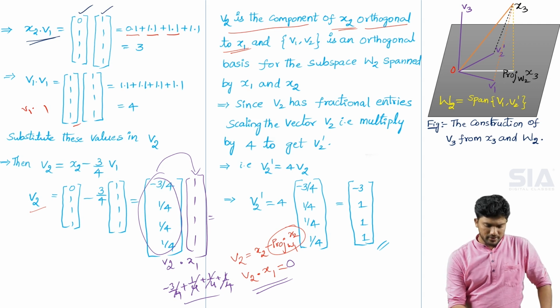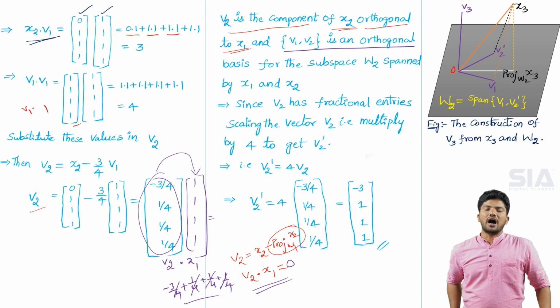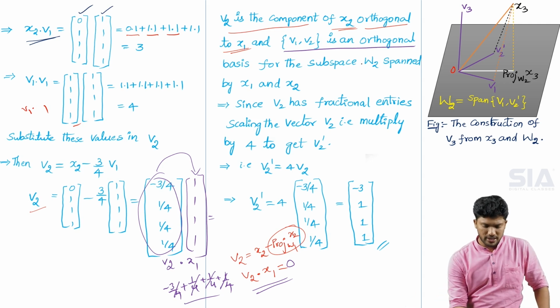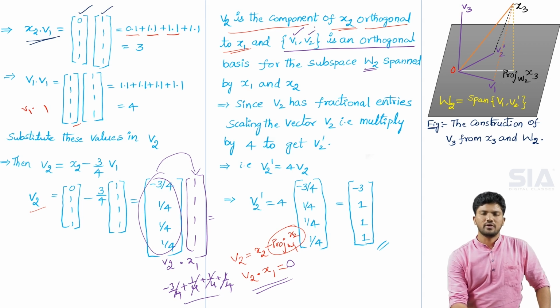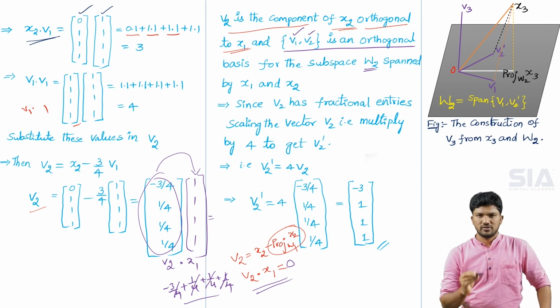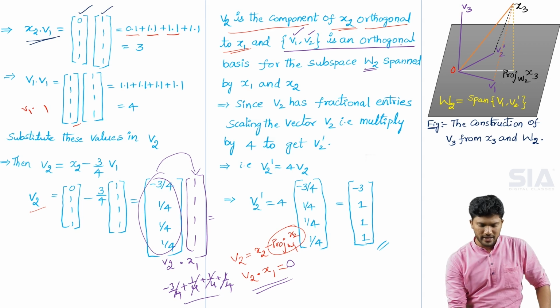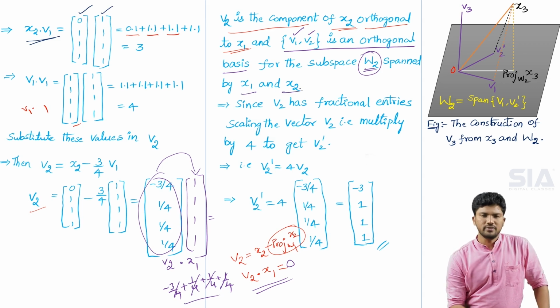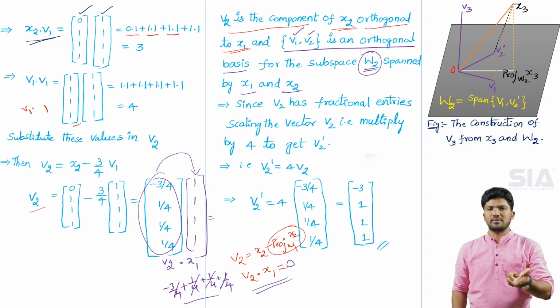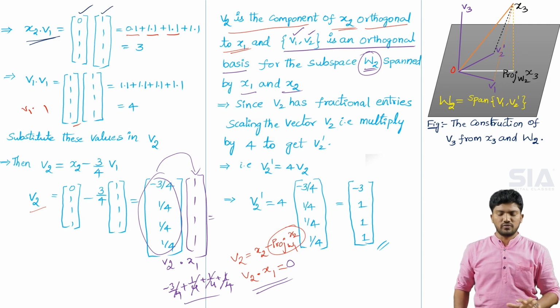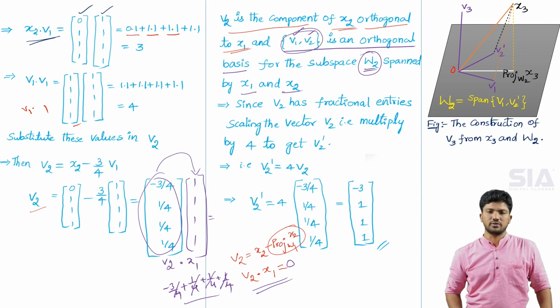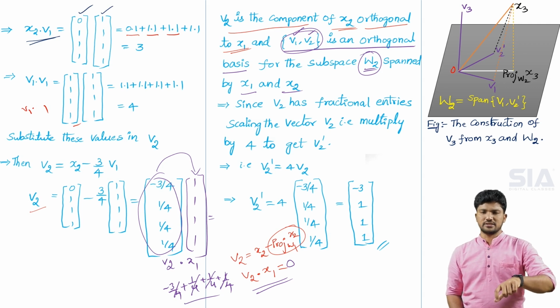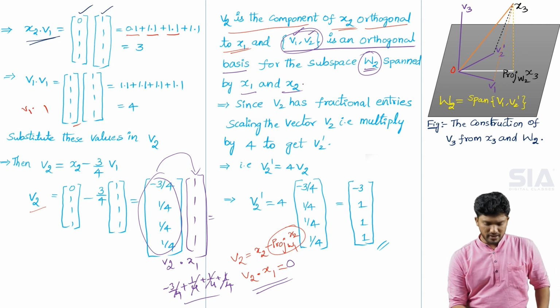And V1, V2 is an orthogonal basis for the subspace W2. Previously we have V1 and now we got V2. By these two vectors we can make a set, and that set forms an orthogonal basis for the subspace W suffix 2. That subspace is spanned by x1 and x2. The newly formed orthogonal basis is V1, V2, and it is spanned by x1, x2 only.